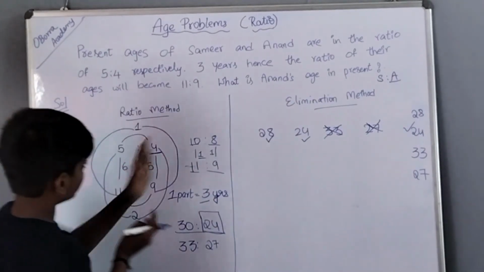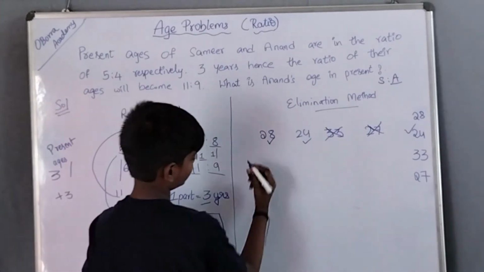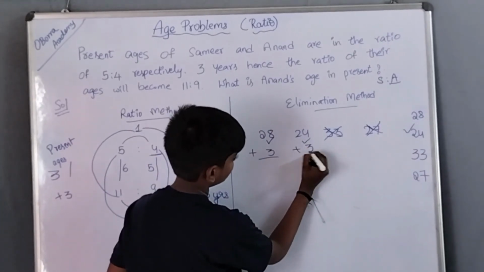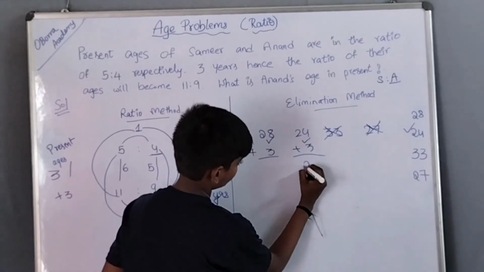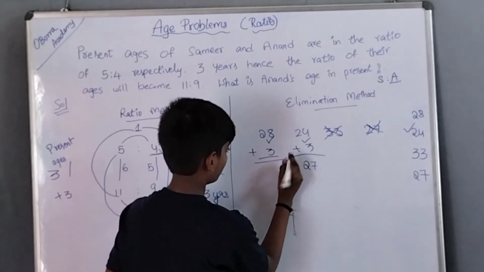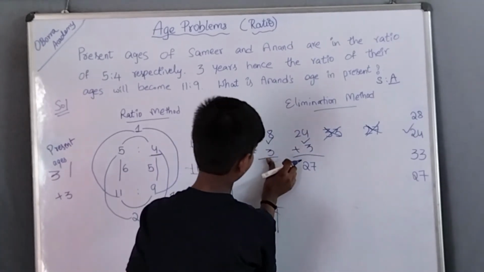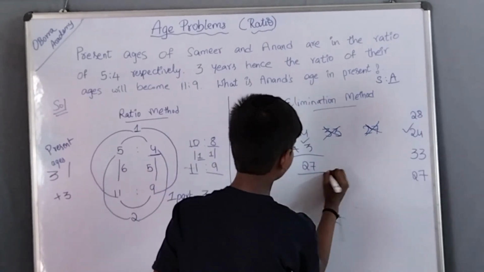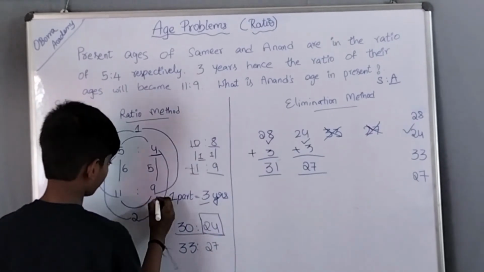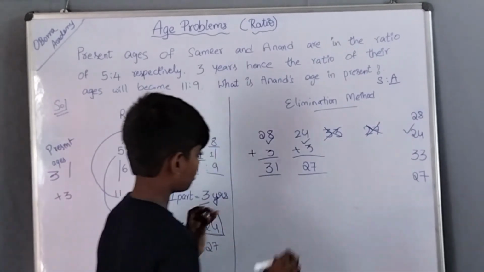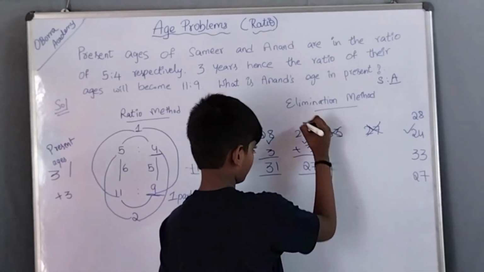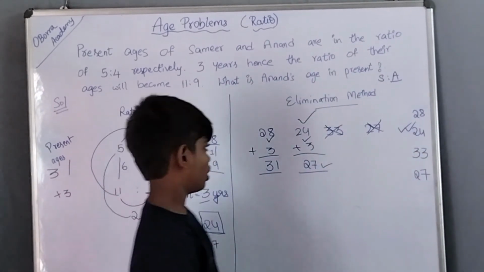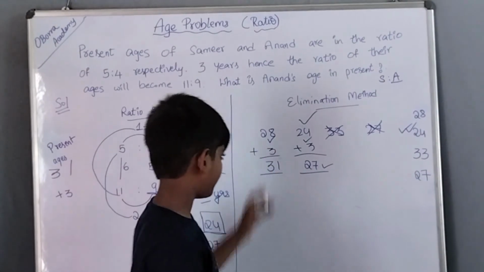So here they give 3 years hence. So we'll add 3 to both values, plus 3 and then plus 3. 24 plus 3 is 27, and 28 plus 3 is 31. So from these values, you will have to see the multiples of 9. The multiple of 9 is 27. So the value is 24. Again, I hope you all got the answer as 24. So that's all about this elimination method also.